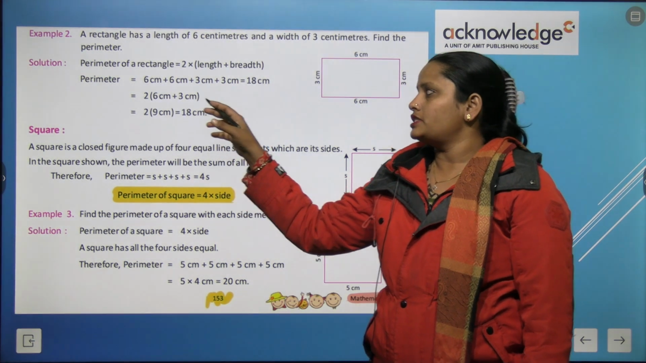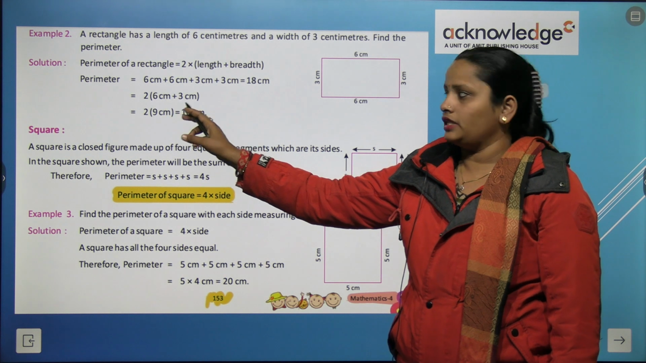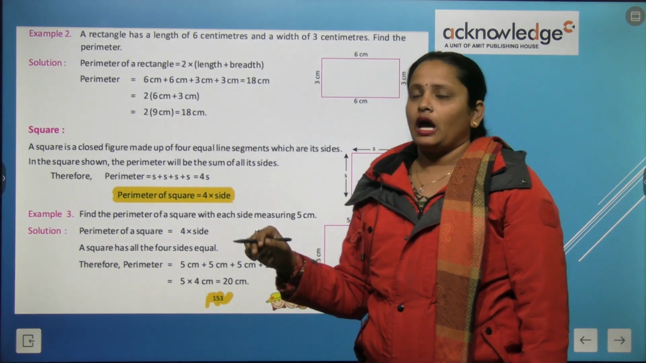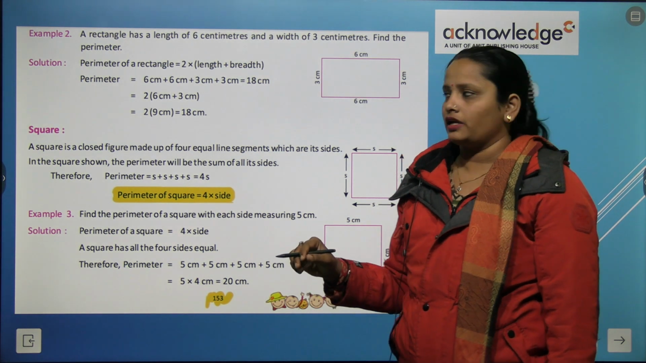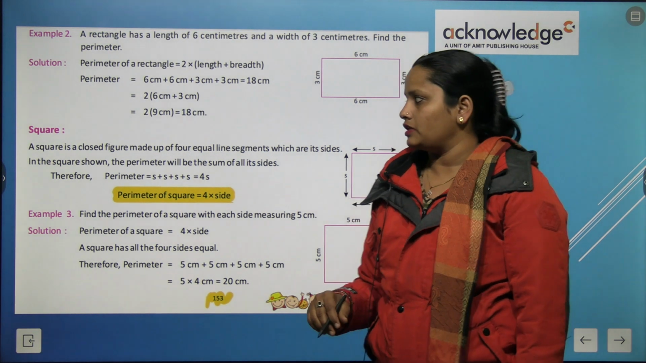Now let's see what's the length. We put the length in place of length, and the breadth in place of breadth. When we added these two we get 9. Now we have to multiply 9 by 2. So when we multiplied it we get 18 centimeter.